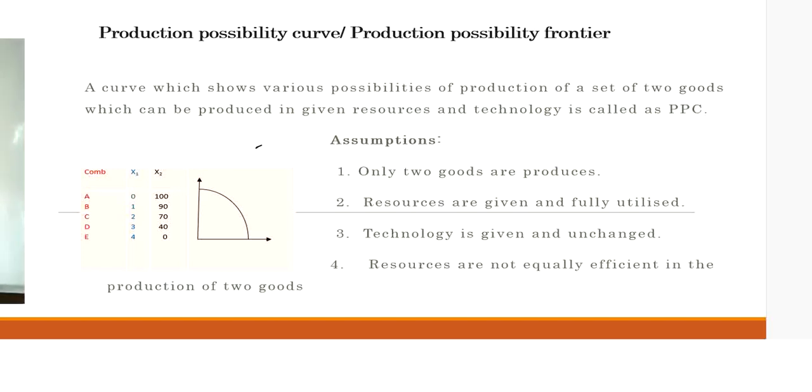On the left side of the screen, there is a curve which is known as PPC. It is a curve which shows possibilities of production, or various combinations of a set of two goods which can be produced in an economy given resources and technology. That curve is known as the production possibility curve. First we will discuss the assumptions of this curve, then I will tell you how it works.